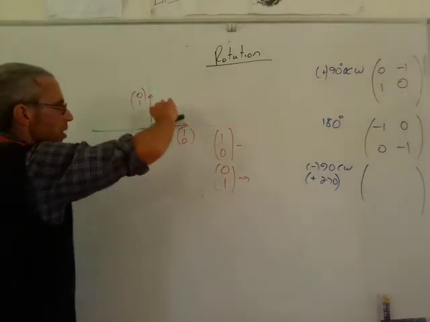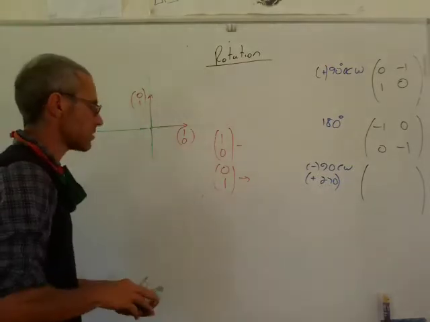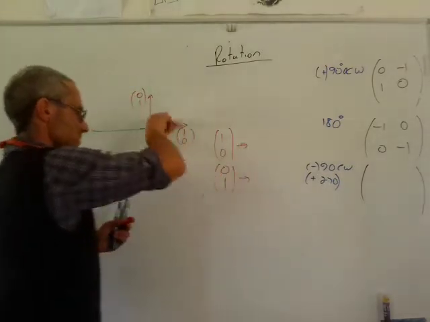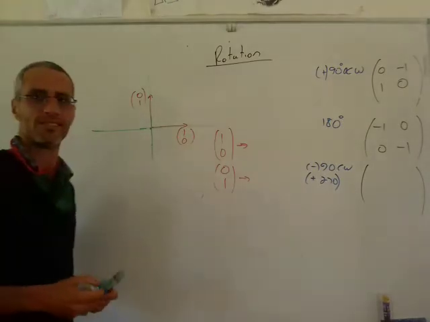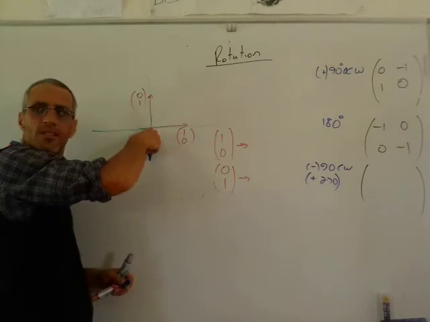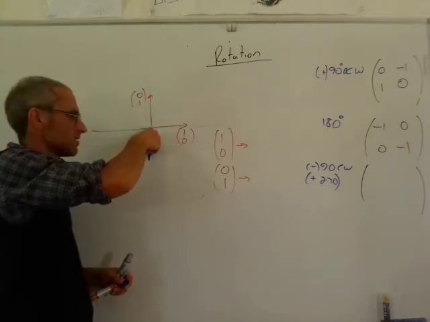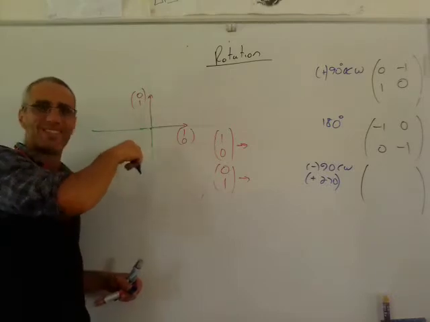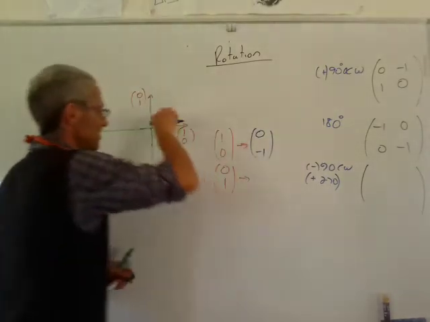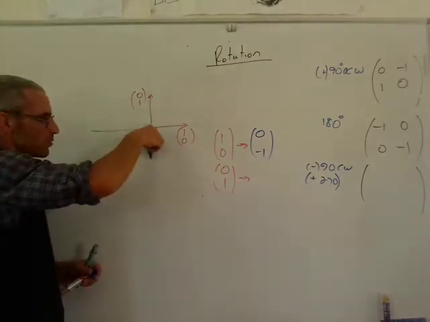What will happen to (1, 0)? 90 degrees clockwise, it will become, guys, (1, 0) will become, what's that? Sorry? What? (0, negative 1). Okay? 0, and the y is minus 1.